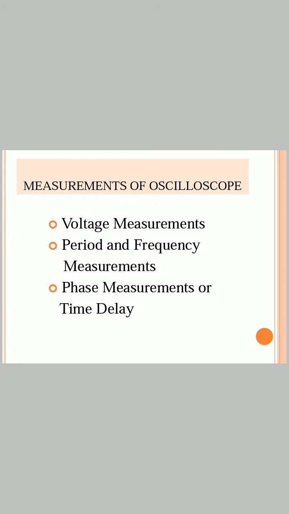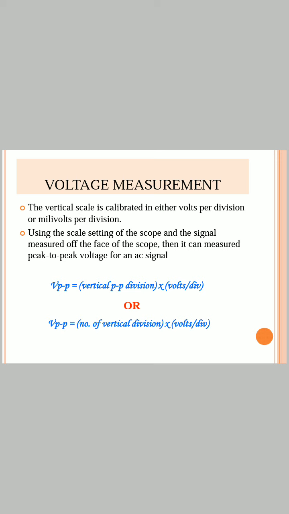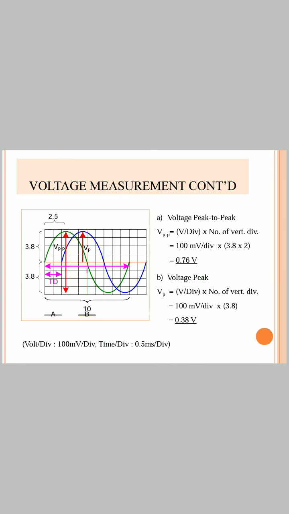Measurement of oscilloscope. With the help of the oscilloscope you can do voltage measurement, period and frequency measurement, phase measurement and time delay. Now, for voltage measurement, the voltage scale is calibrated in either volts per division or millivolts per division. With the help of this you can calculate the peak to peak voltage of an AC signal. The formula for voltage calculation is vertical peak to peak divisions multiplied by volts per division. With this measurement you can find the peak to peak voltage of a given waveform.